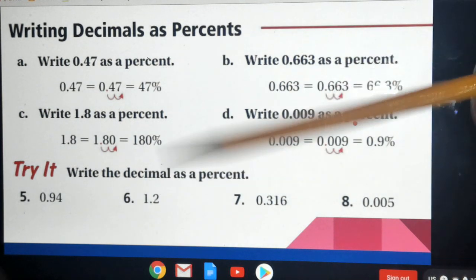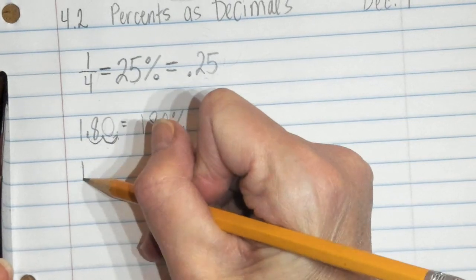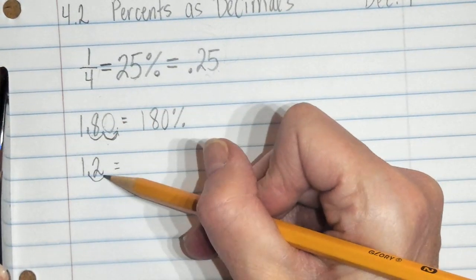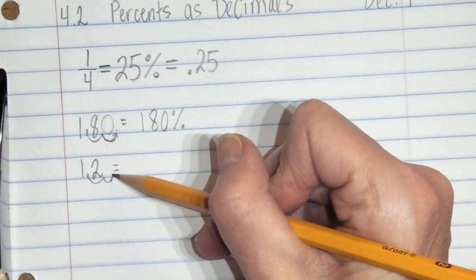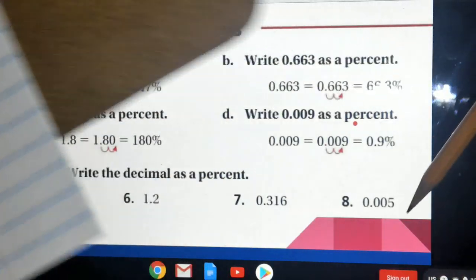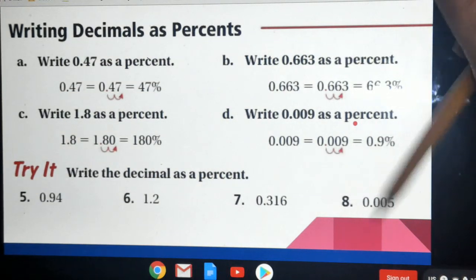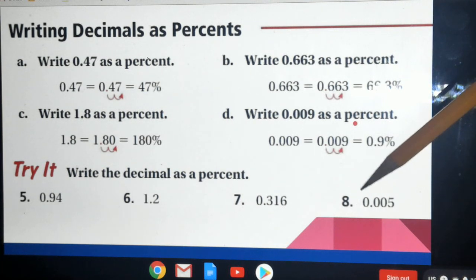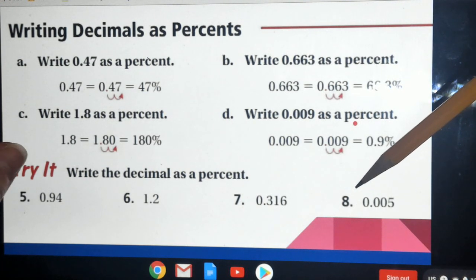And what about this one? 1.2. So that's 1 2/10. If we wanted to write that as a percent, we would write 1, 2. We get an empty dip there, so that would be 120%. Okay, so changing them, as long as the digits are there, it's easy. It's when you got to fill in with a 0 that it could get a little bit tricky, but not really. If you have an empty dip, put a 0 in it.